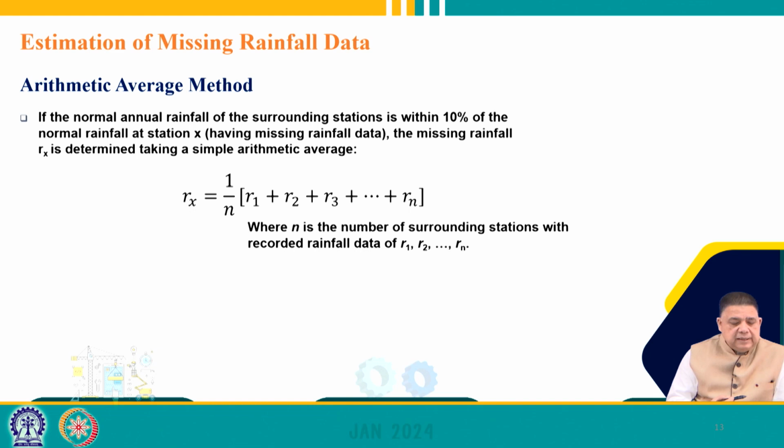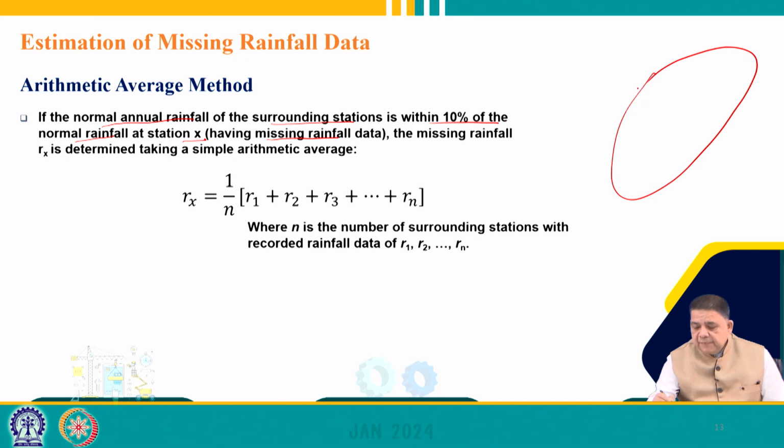So, first method is arithmetic average method. Now, if the normal annual rainfall of the surrounding stations is within 10% of the normal rainfall at station X having missing rainfall data. So, basically what happens is that in a catchment, let us say this is the rainfall data we are analyzing, and we find that there is a missing record. So, what we will do is that we will collect the corresponding data of a particular day or a particular week, whatever analysis we are doing, from the neighboring stations.